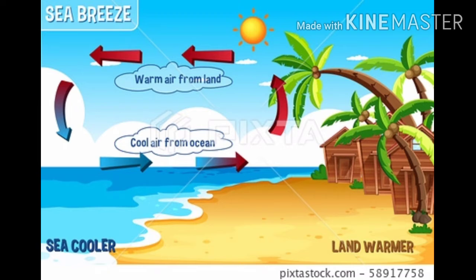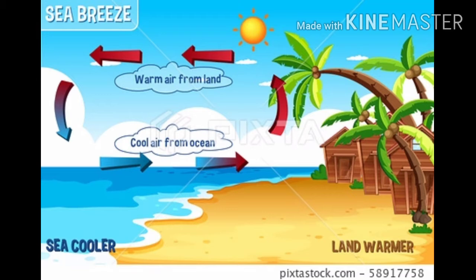Meanwhile, the air at sea level will be cooler. So that cool air starts moving towards the land side, and it occupies the empty space which was occupied by the warm air over the land. So during the daytime, the cool air starts blowing from sea to land. That flow is known as sea breeze.